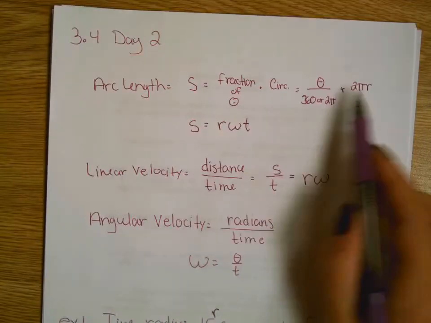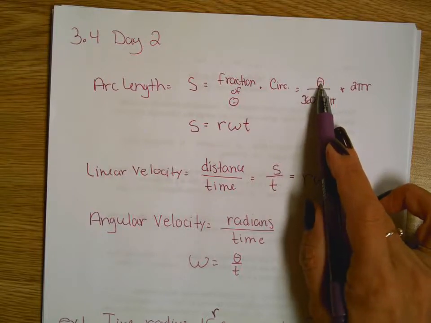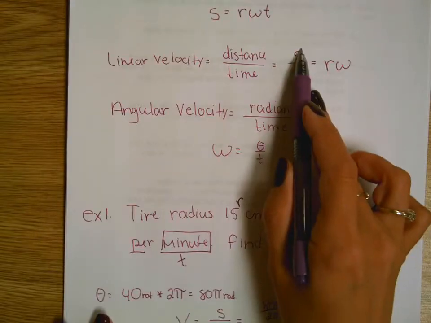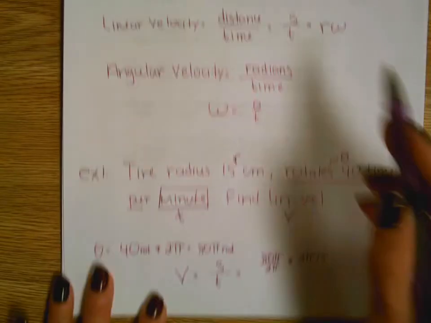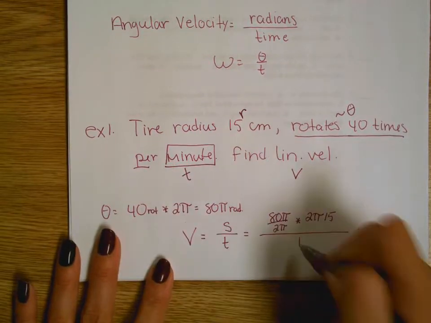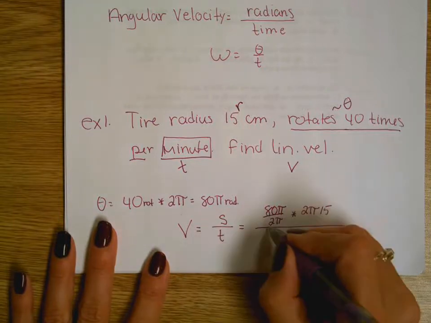So see, everything I did was right here. I figured out the s. I did the 80 pi divided by 2 pi and then times 2 pi r. So all of that was to get f. I still got to divide by t. And my t is per minute, that's 1 minute, so it doesn't really change anything. Let's just simplify.